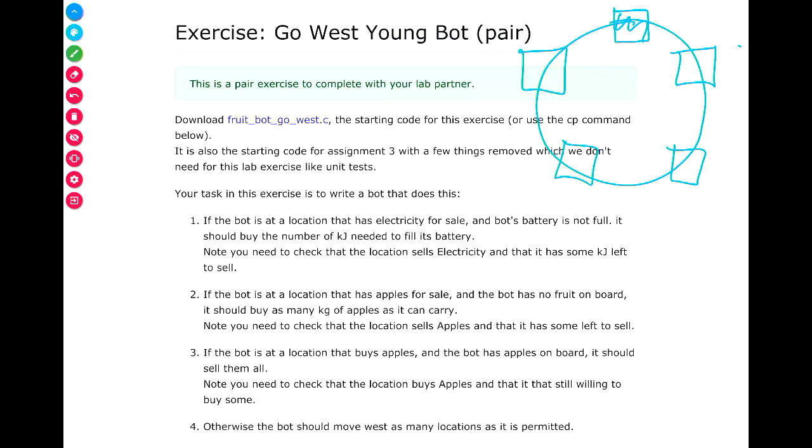So these are the locations in your world. This might be CSE, this might be an apple growing place, and so on. The code that you will have when you have finished this exercise will go, whereabouts am I? I am currently at this place here, and this place here will sell apples. I don't have any apples on me, so I'm going to buy as many apples as I can, right? And then you'll go, if I'm at a place that will buy apples from me, then I'll sell them apples. If I'm at a place that will sell power and I need power, then I'll buy power.